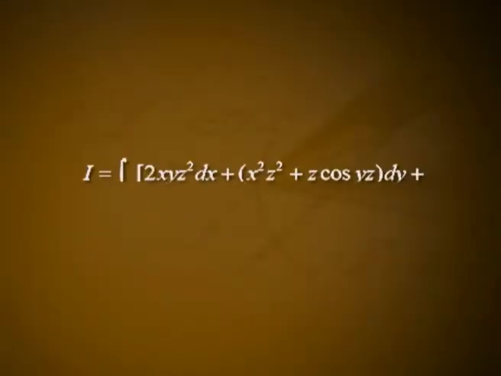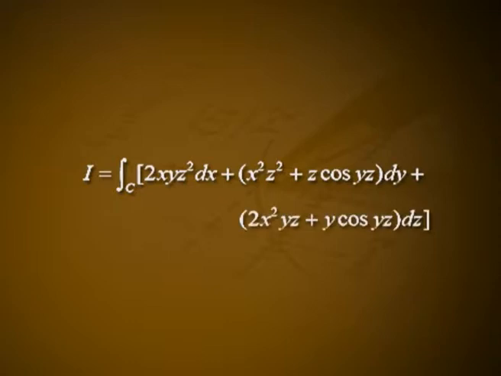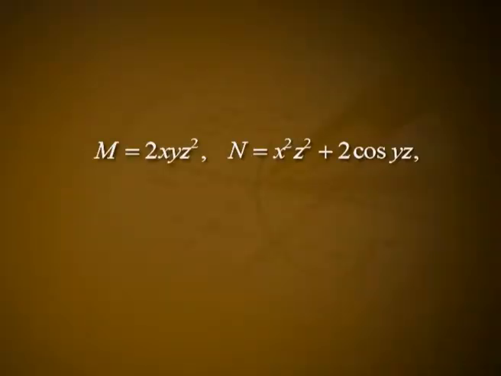Example 7. Show that the differential form under the integral sign of I is equal to the integral over C of 2xyz² dx + (x²z² + z cos yz) dy + (2x²yz + y cos yz) dz is exact, so that we have independence of path in any domain, and find the value of I from A (0, 0, 1) to B (1, π/4, 2). Solution. Here M is equal to 2xyz², N is equal to x²z² + z cos yz, P is equal to 2x²yz + y cos yz.